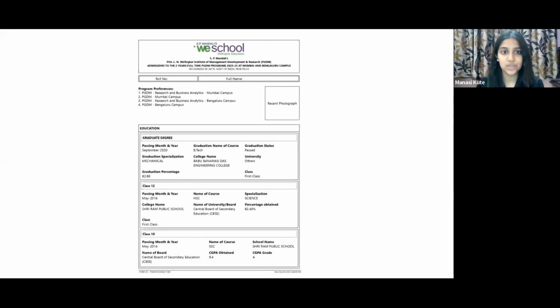This is your application form. Here also you have to paste your photograph, and make sure it's a recent passport size photograph. These are your details, and you might be questioned on them, say about your graduation, college, your percentage, and what you did in your graduation, etc. These simple questions might be asked in the interview. That's it. Next slide.